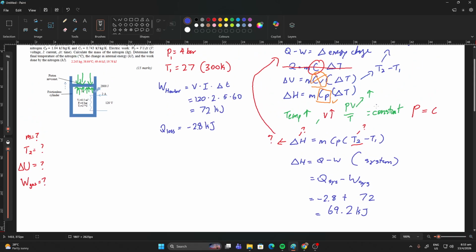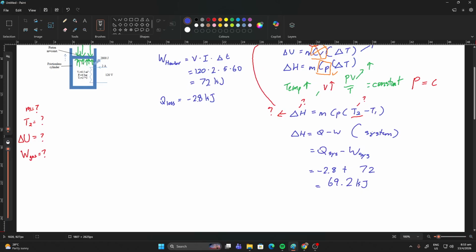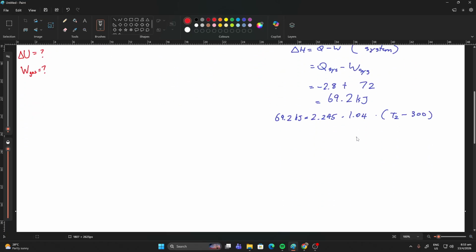And with that, we can find our T2. So we have 69.2 kilojoules equals to, what's the mass? 2.245 times CP. CP is just 1.04, and then times delta T, T2 minus T1, which is just 300. Right, because we know that this is to the power of 3, and this is kilo, so I'm just going to omit this. So we're just going to put in this number as such.